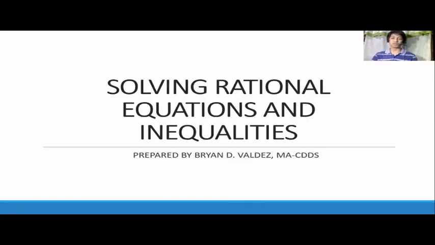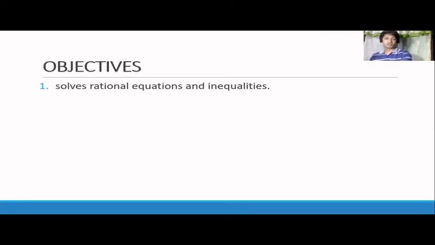Okay, so let's move on to solving rational equations and inequalities. Basically, the terms you need to be familiar with are rational equation, rational inequality, and rational function. For this topic, we are going to solve rational equations and inequalities. So for the objective, we have: solve rational equations and inequalities. So let's have a review.